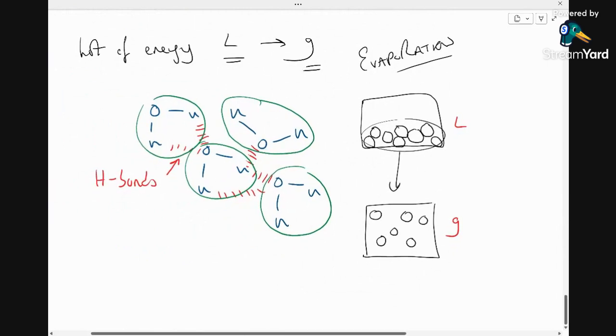And it takes a lot of energy to do that because hydrogen bonds are individually weak, but collectively very strong, and you have a lot in liquid water.